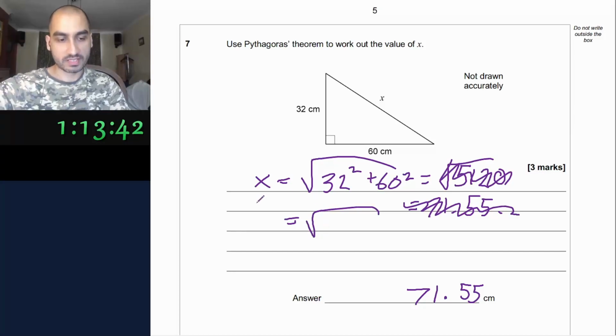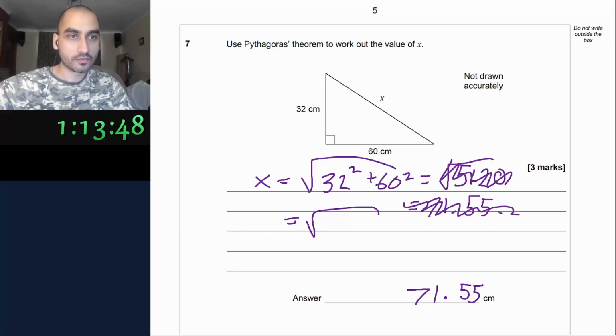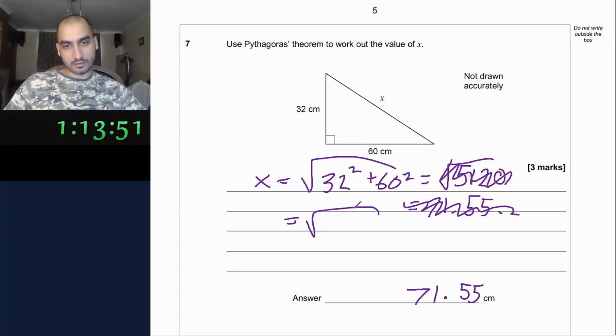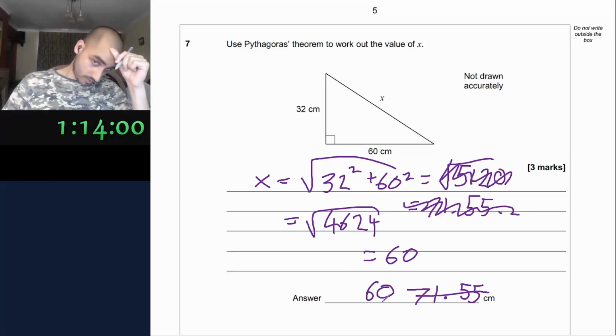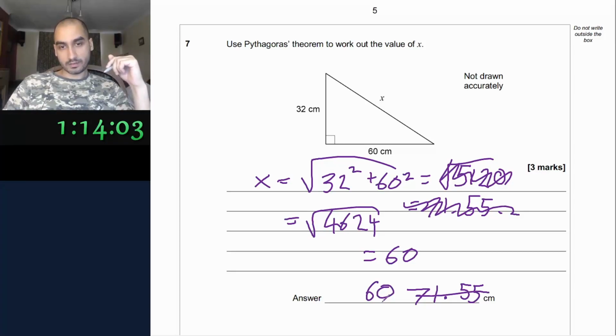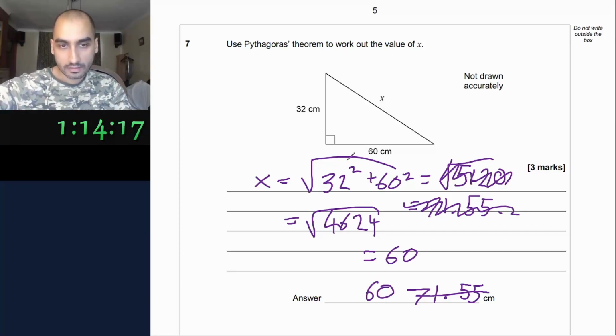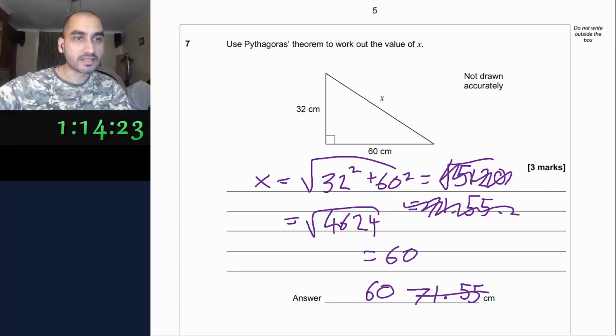So let's just put some extra intermediate steps. So 32 squared plus 60 squared is 4624. Why did I get 5120? 4624. Alright, saved yourself a mark there. Probably 2 marks. Depends how they... No, that's wrong. Can't be 60. How can it be 60? What am I doing? Hang on. Am I just typing it into Google wrong?